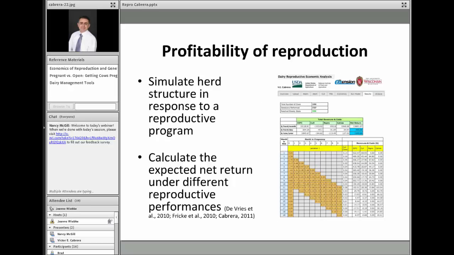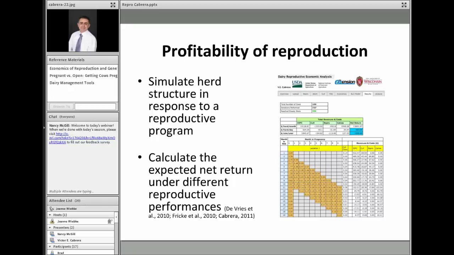So the first thing, and probably this is a tool that has been available for a couple of years now, was to assess directly the whole profitability of reproduction. Okay? To make it clear, in this first tool, what we are doing basically is simulating the whole herd through probabilistic events. For example, a cow that is in second month after calving will have a certain probability of getting pregnant and a certain probability of not getting pregnant.